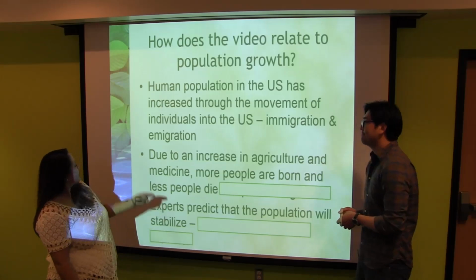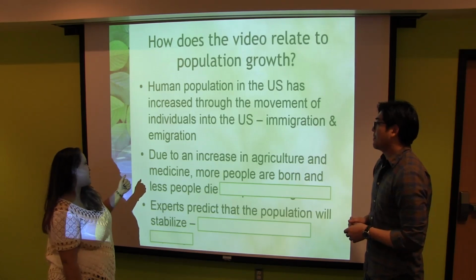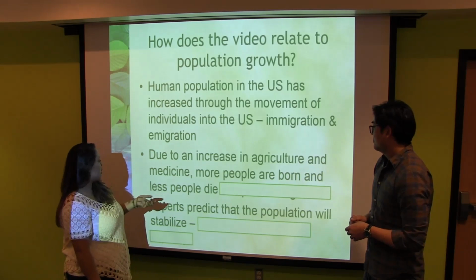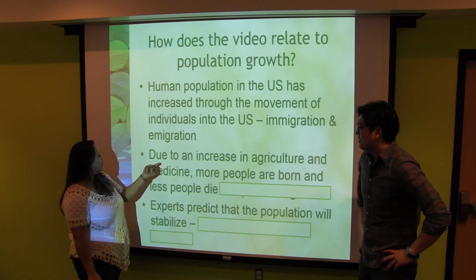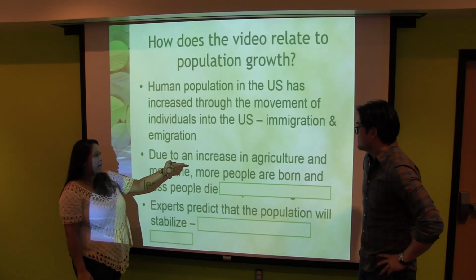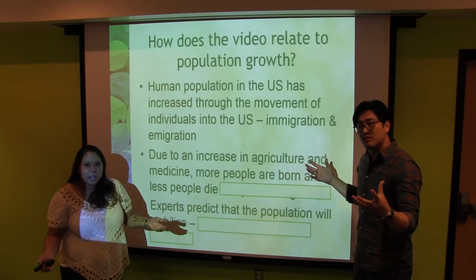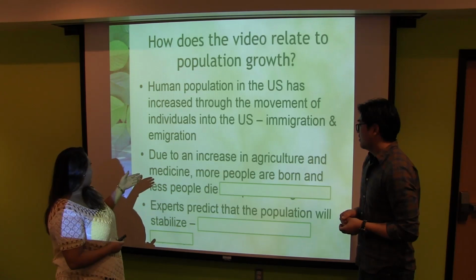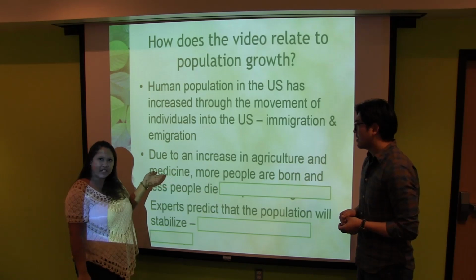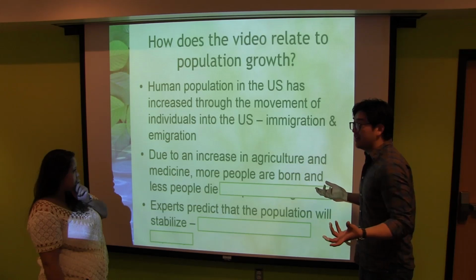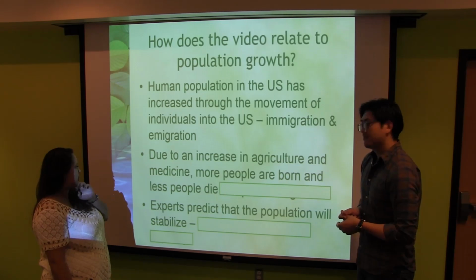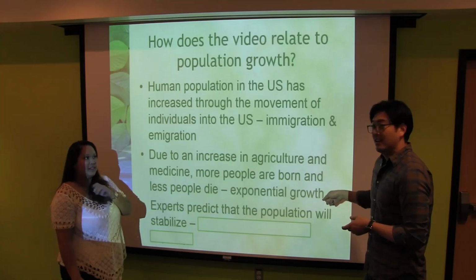Our second thing we wrote was, due to an increase in agriculture and medicine, more people were born and fewer people died. That was because they increased their agriculture, which is an increase in food supply, and they increased in medicine. People lived longer, right? That sounds familiar. Sounds like exponential growth.